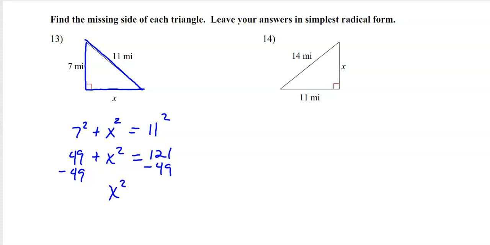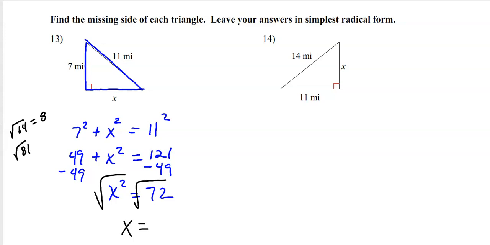And that's going to be x squared equals 72. And then normally we would just do the square root of both sides. And we would get some decimal. Like I know the square root of 64 is 8. I know the square root of 81 is 9. So I know my answer is between 8 and 9. But we want to simplify this radical.